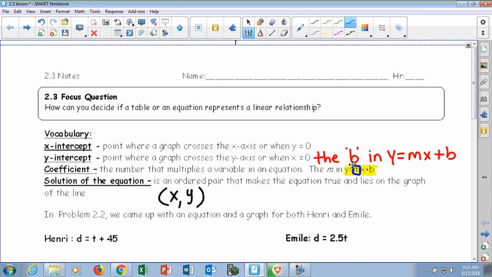And solution of the equation is an ordered pair that makes the equation true and lies on the graph of the line. So ordered pairs. Ordered pairs are always written as parenthesis x, comma, y, parenthesis. That is an ordered pair.